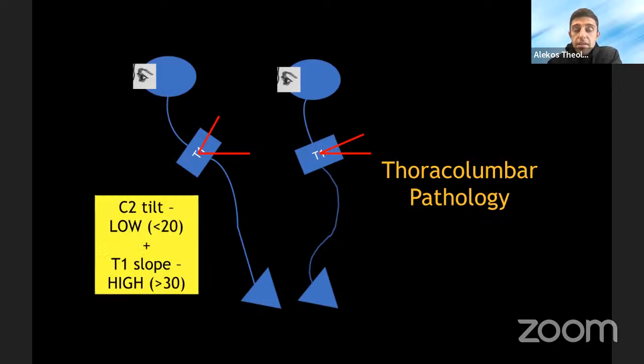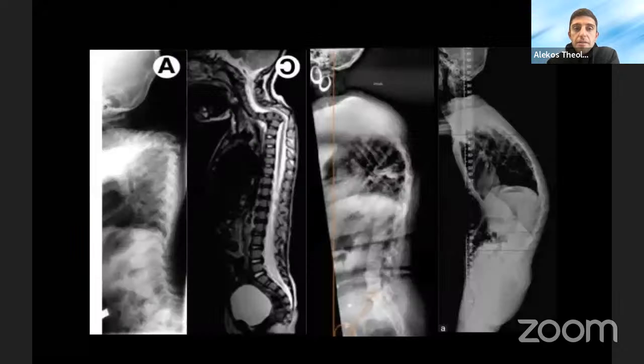In this case, you can see the T1 slope ends up being high, greater than 30 degrees, and their C2 tilt is low because their compensation really is through the subaxial spine, not so much from the upper axial spine. These are good examples of thoracolumbar-based pathology that can result in a cervicothoracic deformity.